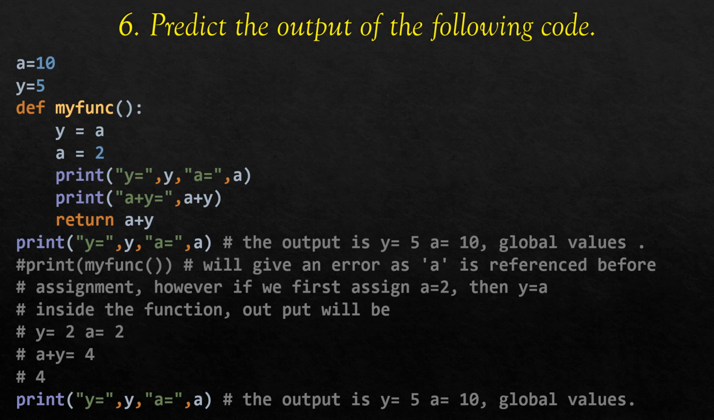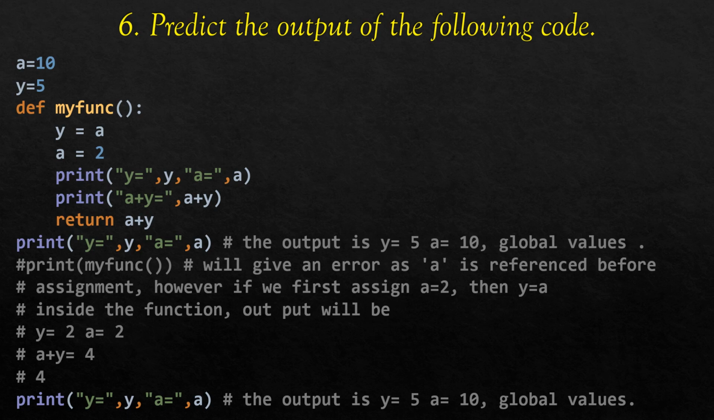Now print y is equal to y and a is equal to a. Here the output is y is equal to 5 and a is equal to 10. It will access the global values of y and a. Now next, if you call this one, print my function, I have kept it under comment. Why? Because this function will create an error as a is referenced before assignment.